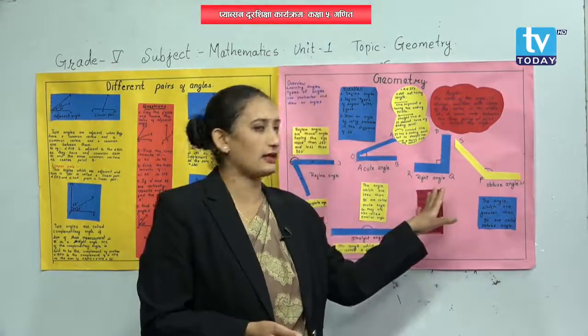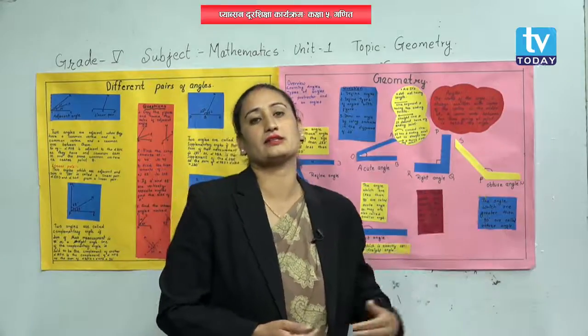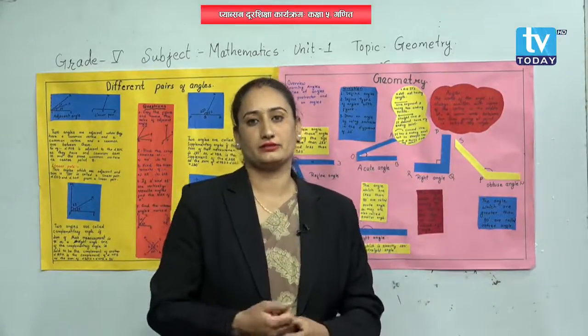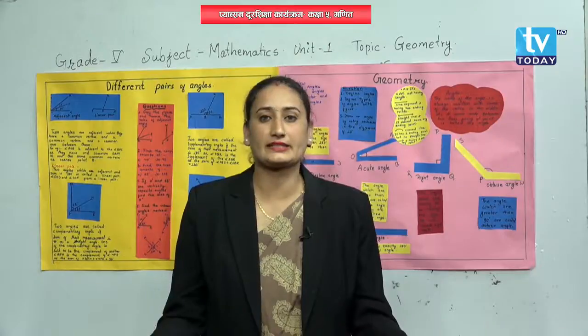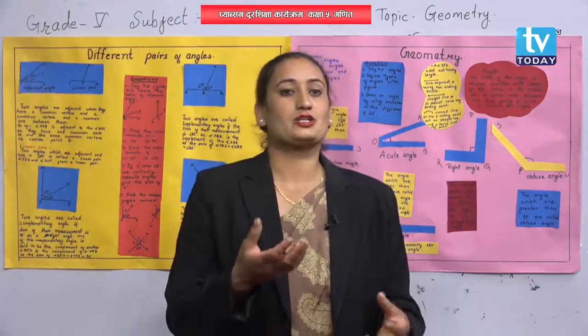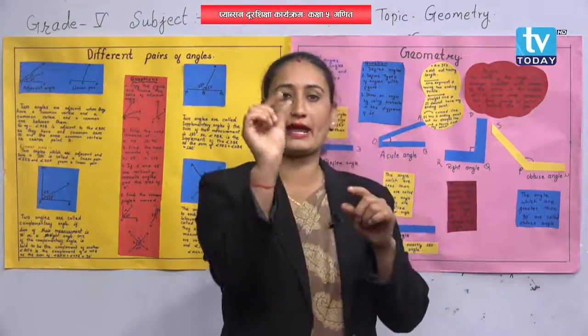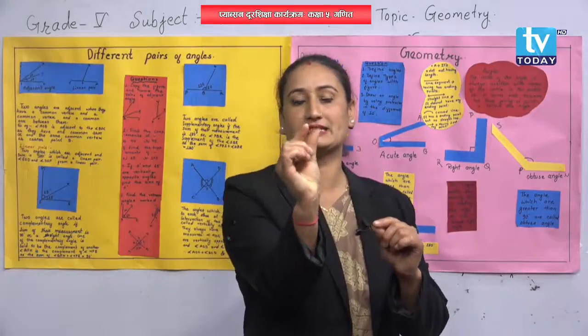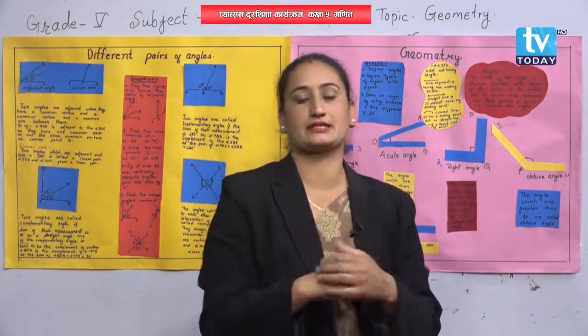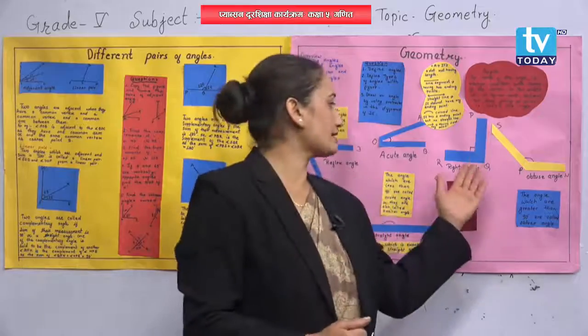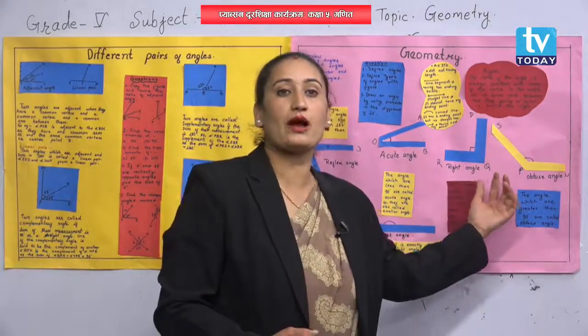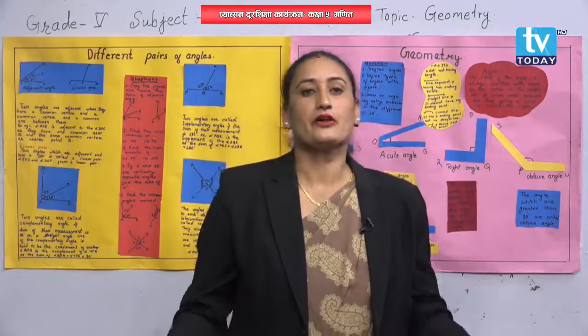So, write down the L. L is a right angle, and it will be exactly 90 degrees. It's the same as a square. One angle of a square will be exactly 90 degrees, or not? Yes. Just like that, in the L shape also, at one corner we can get a right angle.